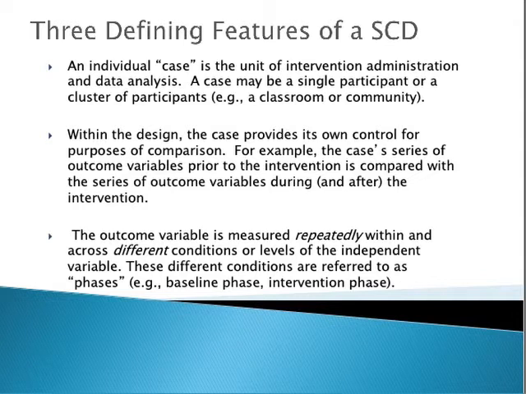For example, the case's series of outcome variables prior to the intervention is compared with the series of outcome variables during and after the intervention. The outcome variable is measured repeatedly within and across different conditions or levels of the independent variable. These different conditions are referred to as phases, e.g. baseline phase or intervention phase.